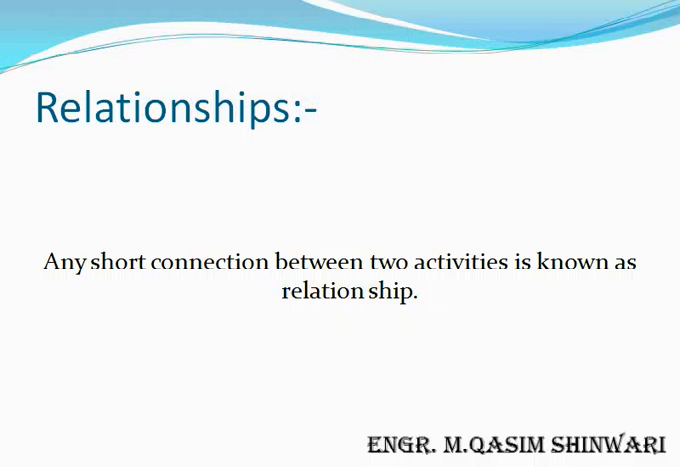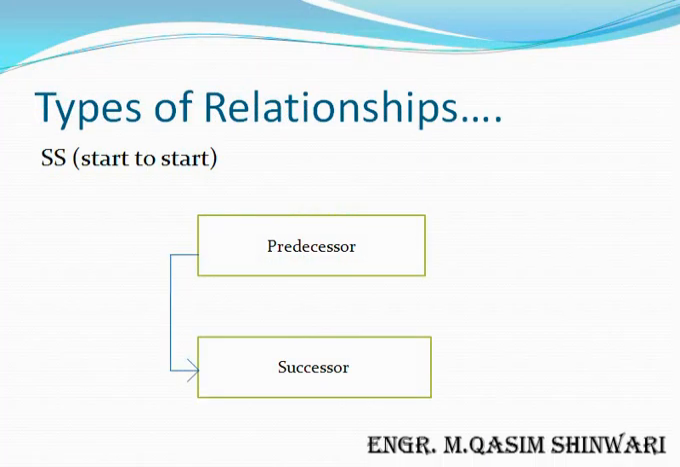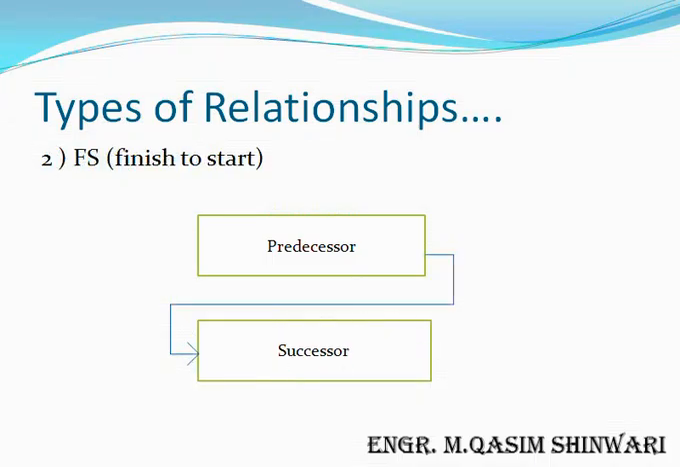Relationships can be defined as any logical connection between two activities. There are many kinds of relationships. For example, first is start to start, that is generally known as the SS relationship. In this relationship, the predecessor and successor both start at a single time, both start simultaneously. The second relationship is finish to start, that is when the predecessor ends, then the successor will start. It is denoted by FS.